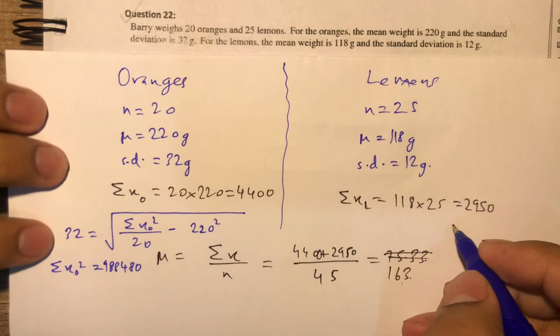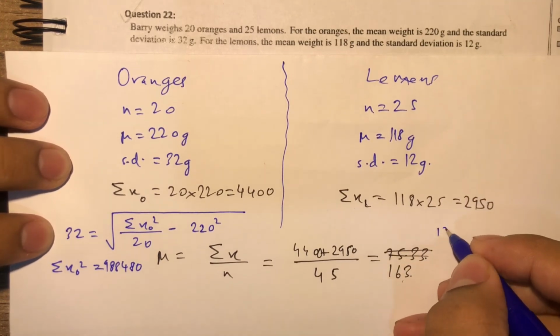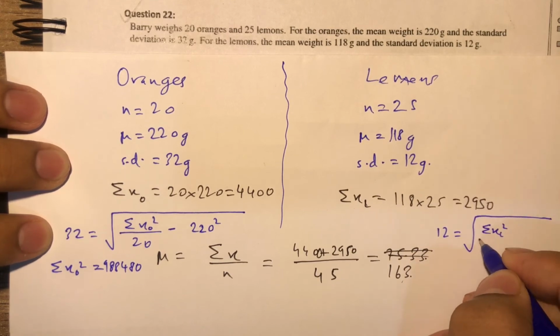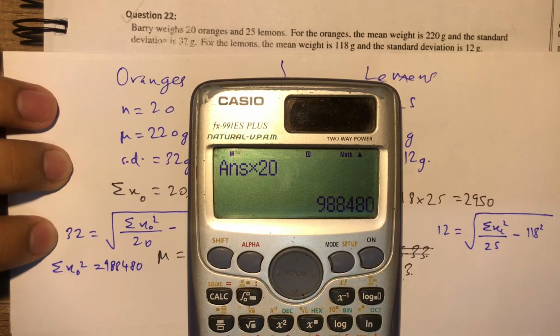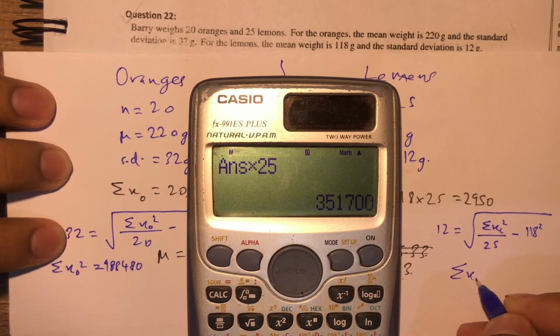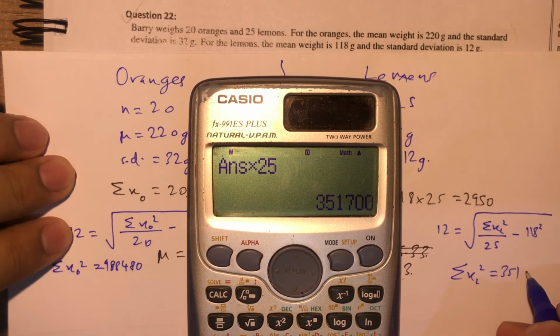For lemons, we'll have standard deviation 12 equals root of sigma xl square upon 25 minus 118 squared, right? So to find sigma xl square, 12 square plus 118 square times 25. So sigma xl squared is 351,700.